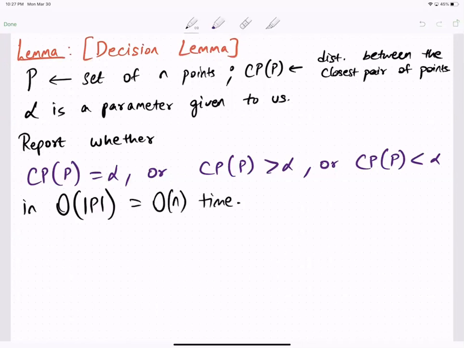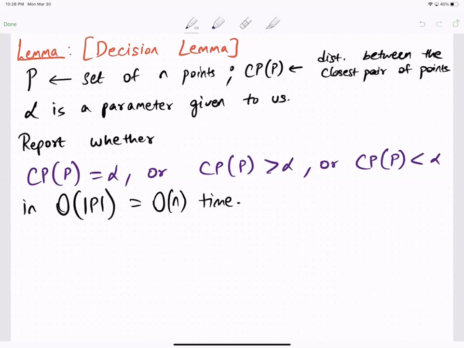So we are not solving the closest pair problem. All we want to know is, given a parameter alpha, is the distance between the closest pair equal to it, greater than it, or less than it? It's a more relaxed problem we're trying to solve, so please be clear of that. If you directly solve the closest pair problem, then it can answer this decision lemma as well, but that beats the purpose. So we won't do that.